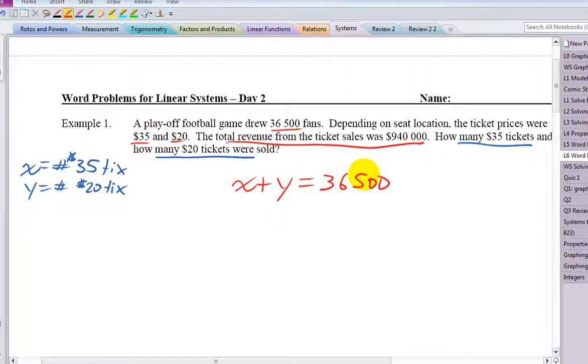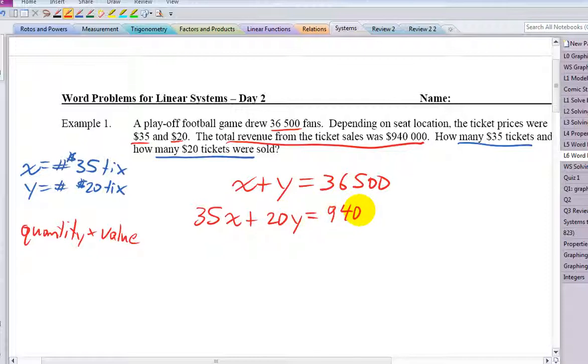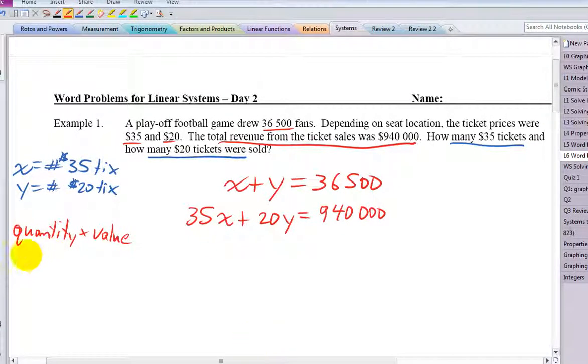The next one's the revenue. So again, it's going to be quantity times the price, or the value, or the cost. So for us, we're going to go $35 times X plus $20 times Y equals the revenue of $940,000. Okay, so we actually went value times quantity. You can switch those up so that you have a number as a coefficient. Makes it easy to solve then.